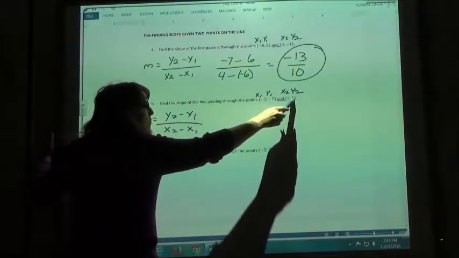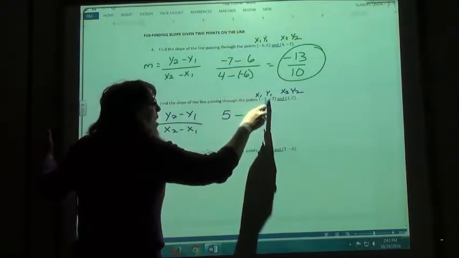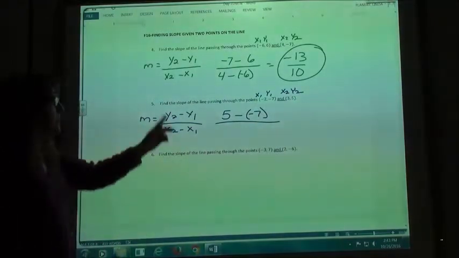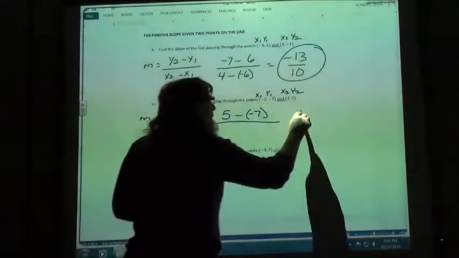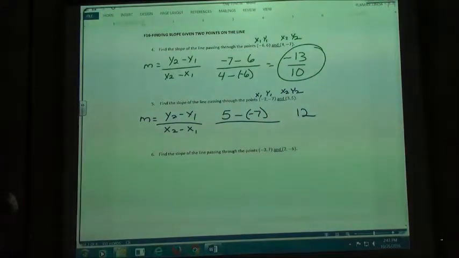The y value from point 2, which is 5, subtracting the y value from point 1, which is negative 7. Subtracting a negative, I end up adding. So 5 minus a negative 7 would give me 12.